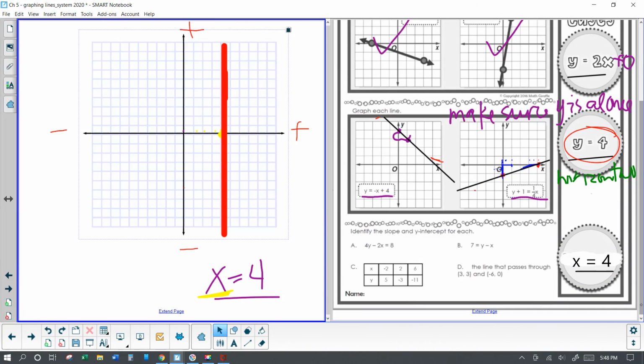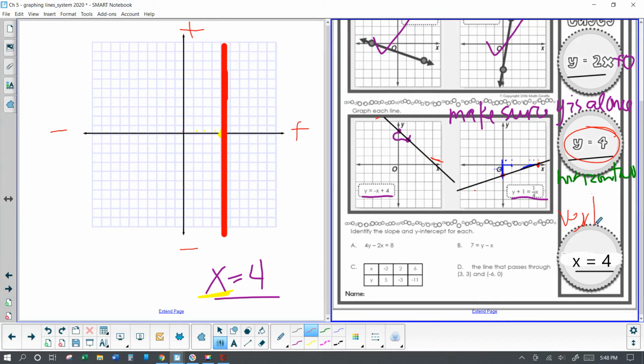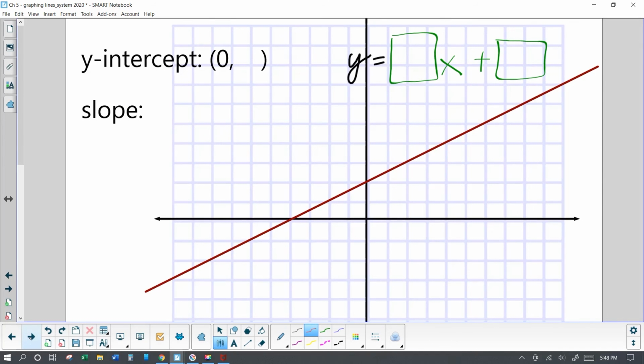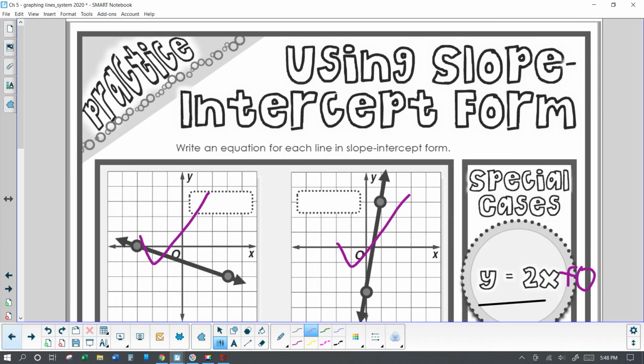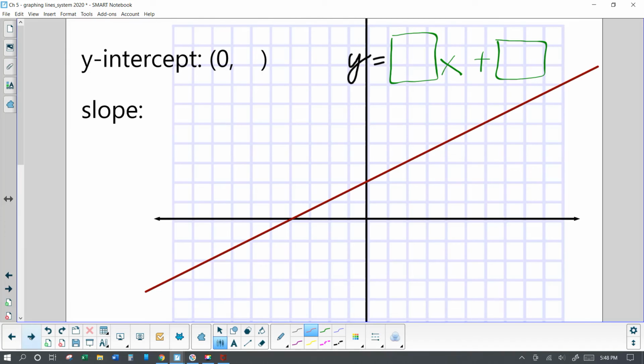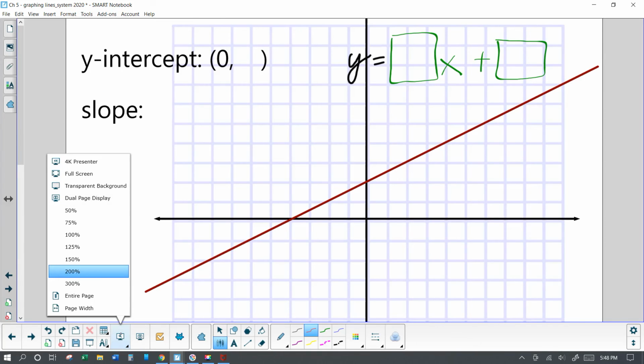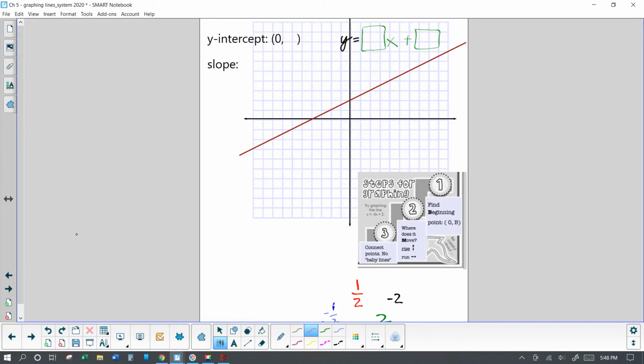So we can make ourselves a note over here in our special cases that this is a vertical line. Make your notes and write it in your notes so that you have it. Okay, now I'm going to go back to our screen and let's just do, there we go.